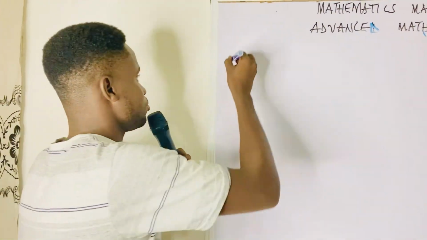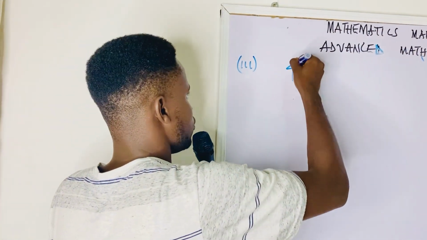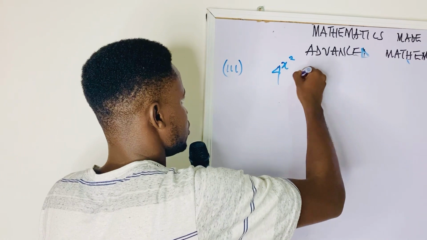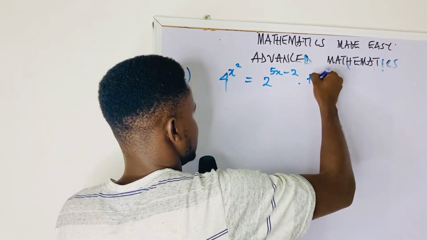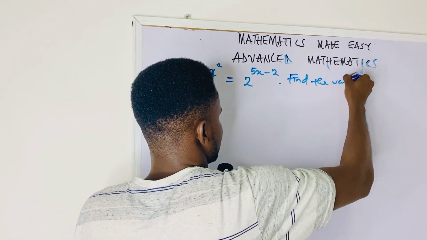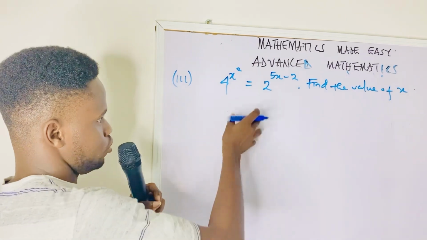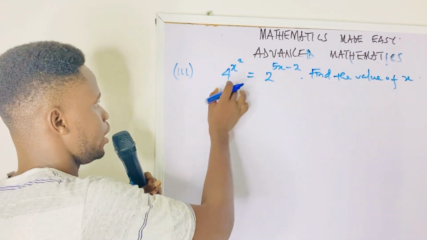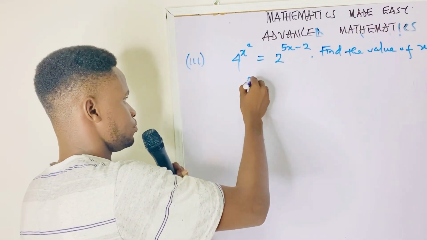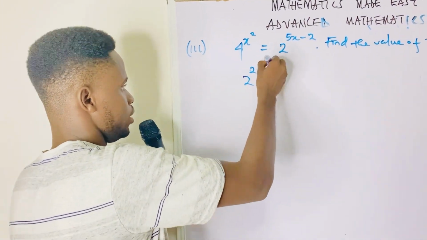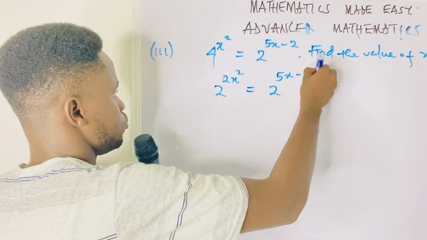Let's consider another example. If you are given, let's say, 4 raised to the power s squared equals 2 raised to the power 5s minus 2, and you have to find the value of s. Now, for this type of equation, don't forget, you make both sides of the equation to be of the same base. Here, you're only converting 4. So we are having 2 raised to the power 2 for 4, and you're still having s squared there, don't forget, equals 2 raised to the power 5s minus 2.